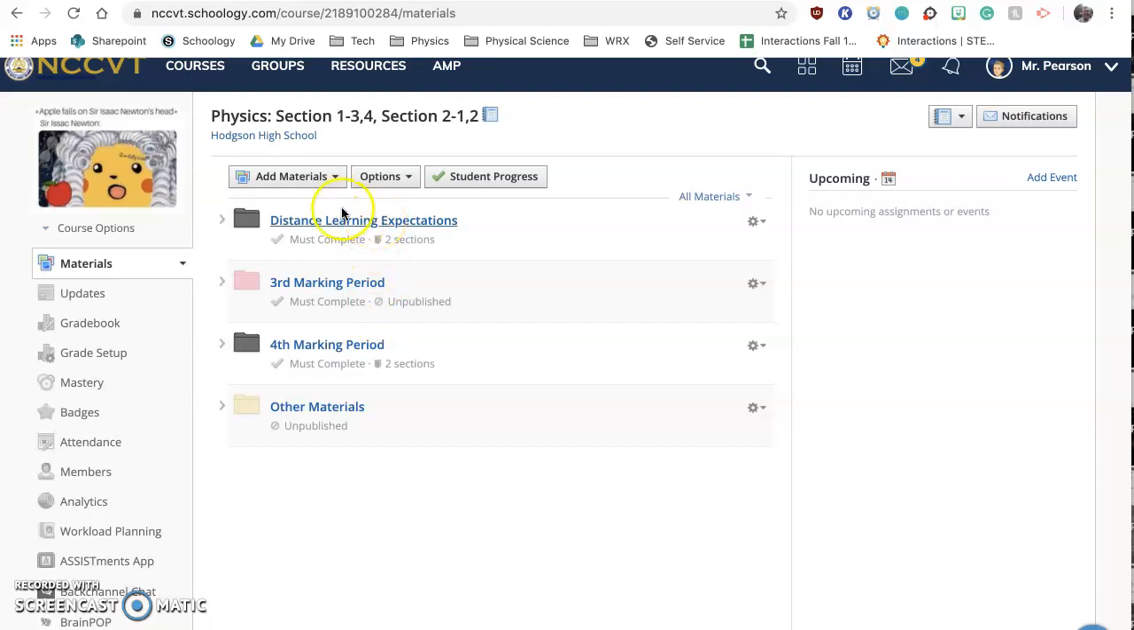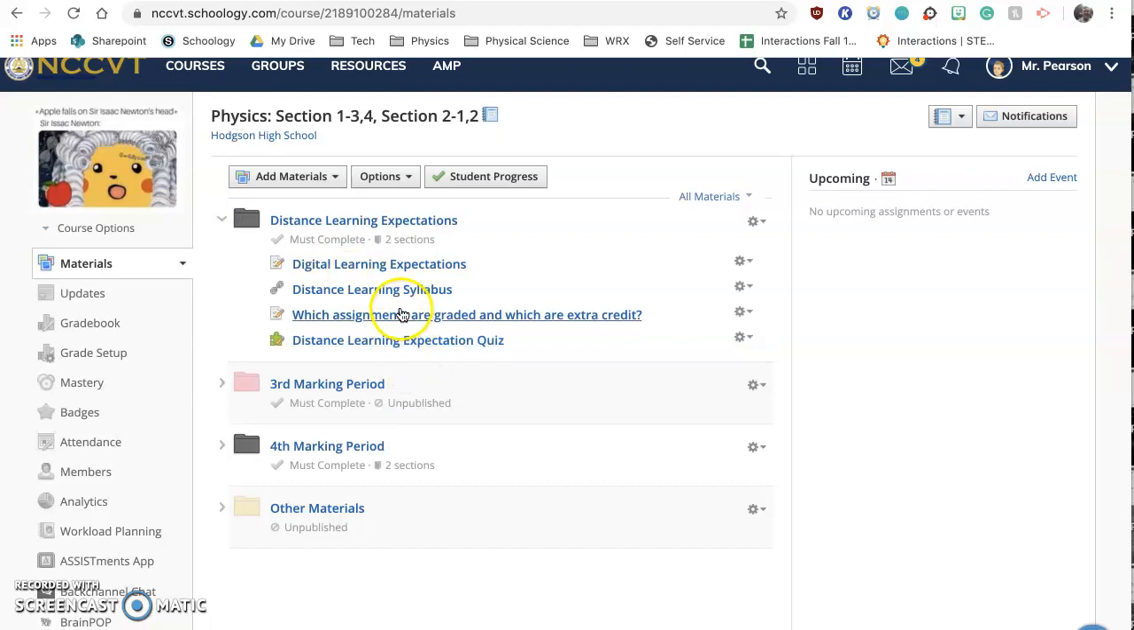We've been here already. You should have come in through here, looked at these different materials, taken this quiz and gotten a 10 out of 10 on it. I'm going to leave it there just so that you can look back on these documents if you should need to. If you have any questions, that is a good folder to look at. Obviously, until we get back to school, things are going to look a little bit different.